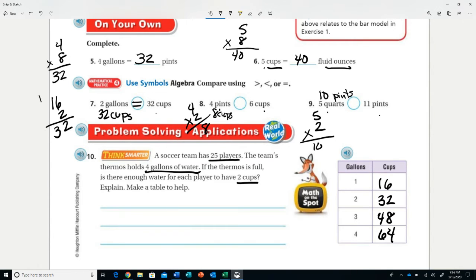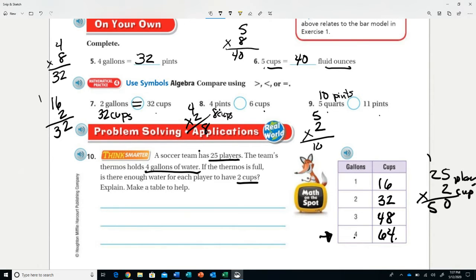And now we go to the multi-step question. If I have 25 soccer players and they each want 2 cups, so this is the 25 here is your players, and each one wants 2 cups. This is going to become 50 cups of water. So now I come back to my chart and I see that 4 gallons is 64 cups. So in this case, I would absolutely have enough water for each player to have 2 cups of water.